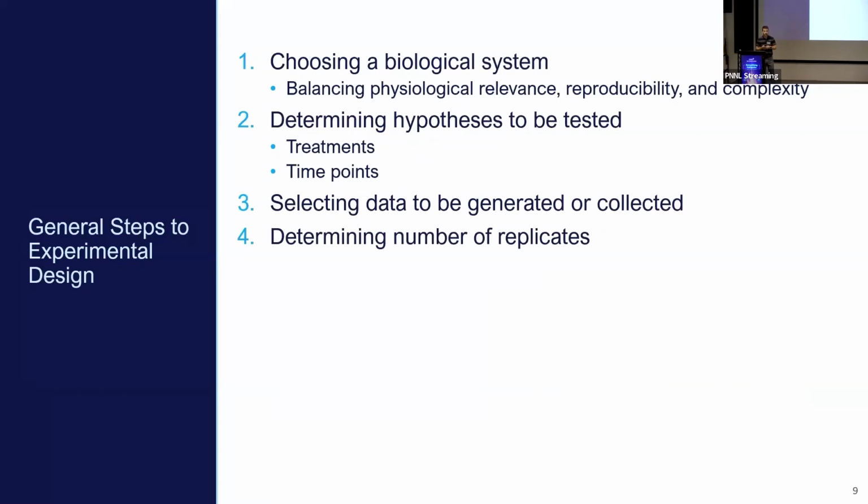So there are four general steps that happen when we are creating an experimental design. The first thing is that we need to choose the biological system. This is things like balancing the physiological relevance, reproducibility, and also determining how complex we need the data to be. The next thing is determining the hypotheses that are going to be tested. This is things like determining the treatments that we'll be applying, and what the time points are, if any. And then the third step is selecting the data to be generated or collected, and then determining the number of replicates.